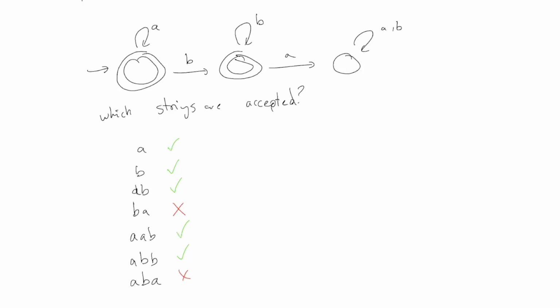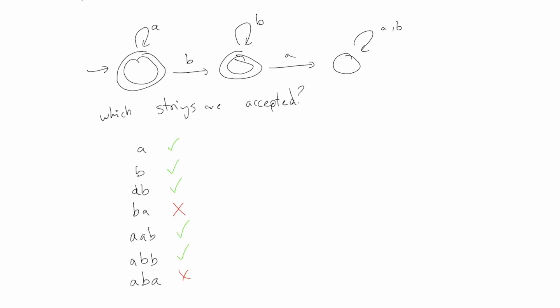If an A follows a B, it's rejected. If there's an A after a B, it's rejected. After any B. Yes, I think I agree. If there's ever an A after a B, it's rejected. Yes, this is a fine answer. Is it possible to phrase that in terms of which strings are accepted rather than which strings are rejected? Strings that don't have any A's after B. All right. This is like the opposite of what he said. Strings that don't have any A's after any B's.